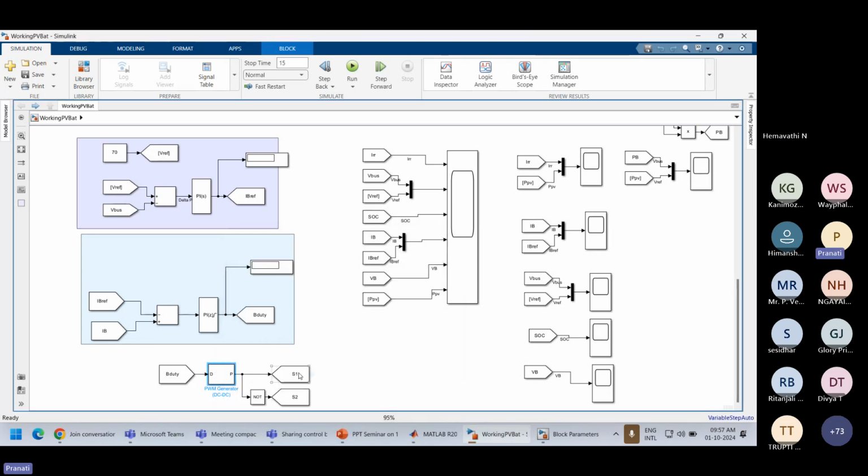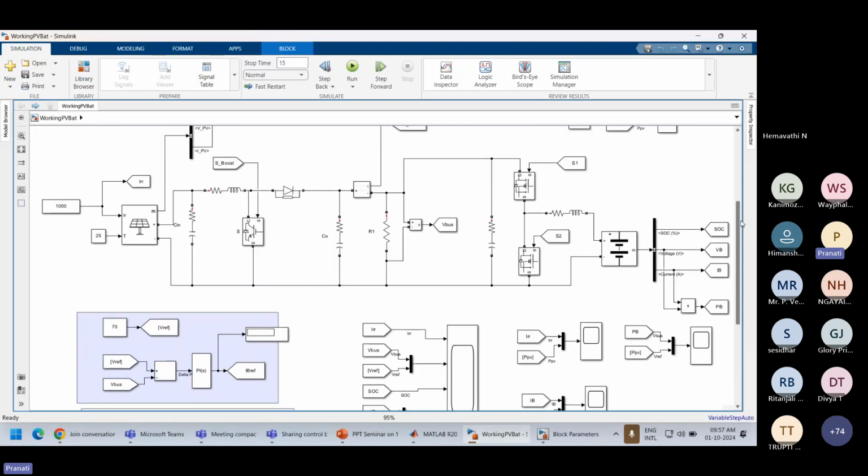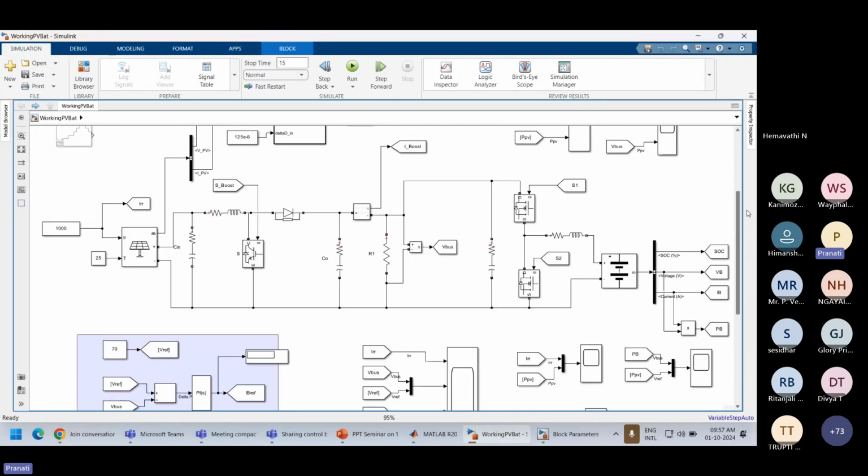Okay. Then S1 and S2. In the diagram, I had mentioned Q1 and Q2 as the two switches. Same mentioned in the simulation diagram as S1 and S2. That is duty cycle. If it goes to the switch 1, if S1 is not operated, then it goes to the S2 switch to operate the bidirectional converter as a buck converter or boost converter.